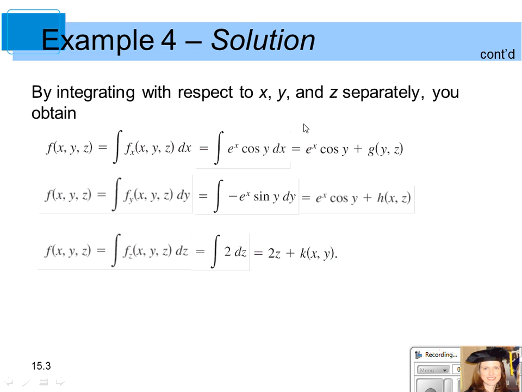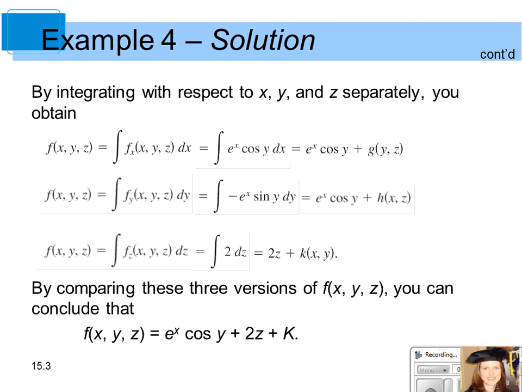So the potential function is found by taking what they have in common, that e to the x cosine y, and this 2z. This doesn't appear in the first two antiderivatives because in those cases we treated z as a constant. And again, the e to the x cosine y doesn't appear in the last integral because in the last integral we treat x and y as constants. So that's why we're including these functions of the variables that we considered constants. So comparing these three versions, we can conclude that the potential function is e to the x cosine y plus 2z plus some other constant.